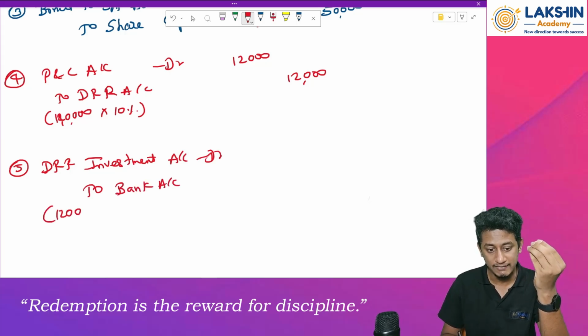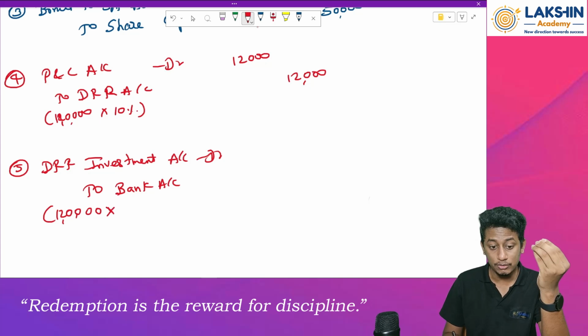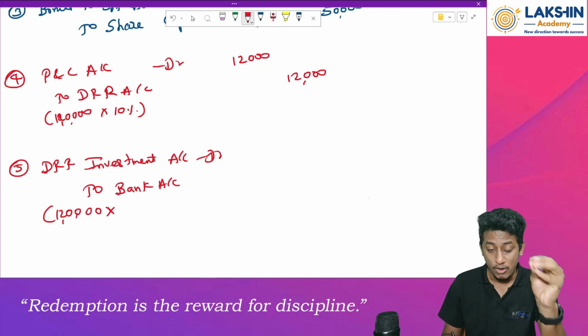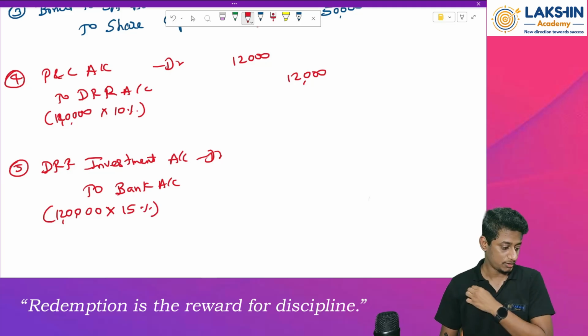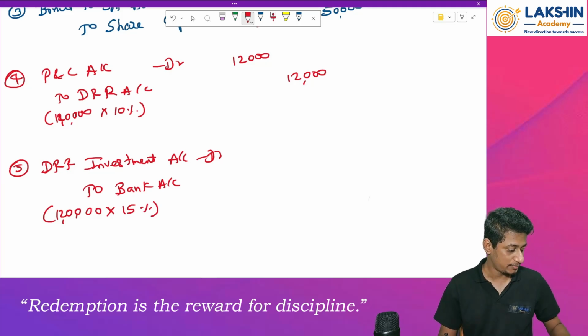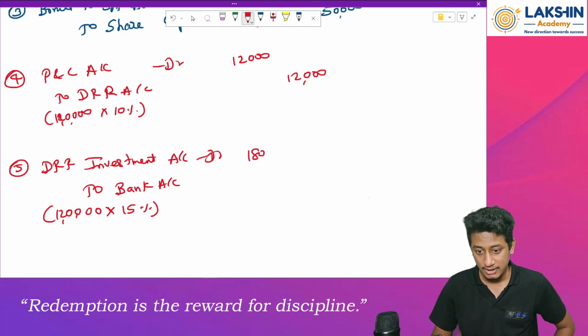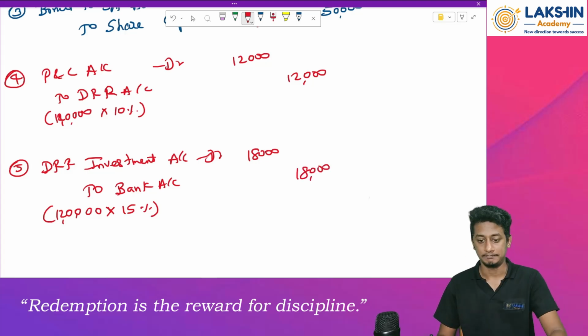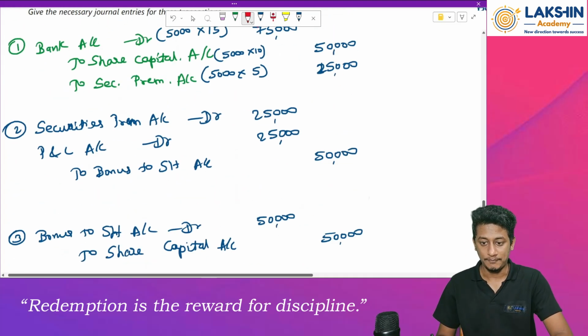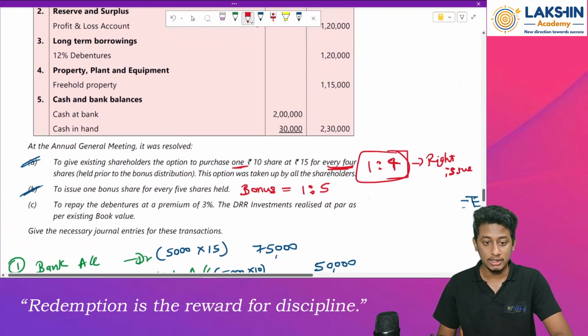How much is the amount? Again, rupees 1,20,000 into, what is the percentage of investment to be made? 15%. So that will be how much? Rupees 1,20,000 into 15%, that is rupees 18,000. Done. Okay. Now next entry will be for the redemption.